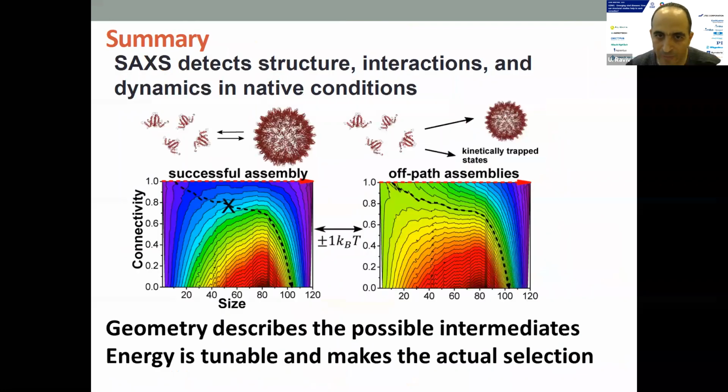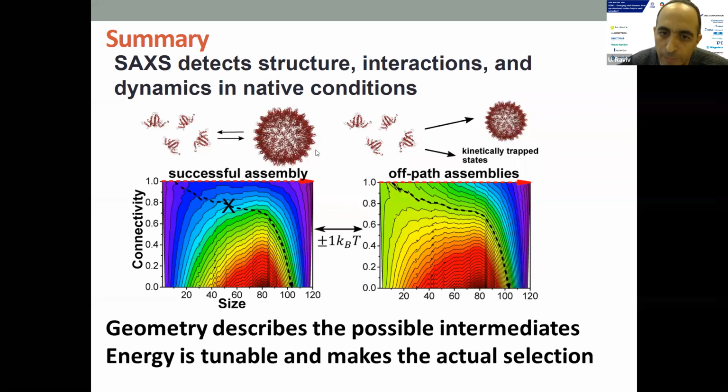Okay, so to summarize, we were able to use SAXS and time-resolved SAXS to detect the structures, the interactions, and the assembly pathways in native conditions of HBV, hepatitis B capsids. We were able to vary the condition between successful assembly, where the assembly goes through a narrow pathway. However, off-path assemblies occur when the assembly conditions become more aggressive, and the only difference is 1 kT.